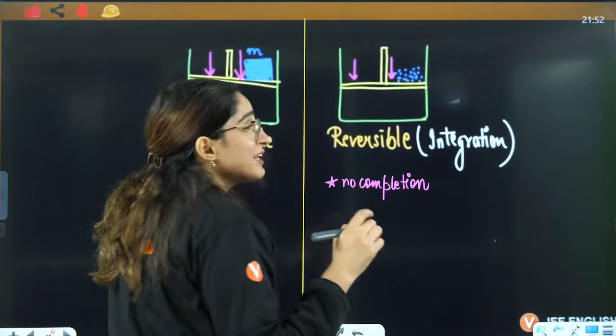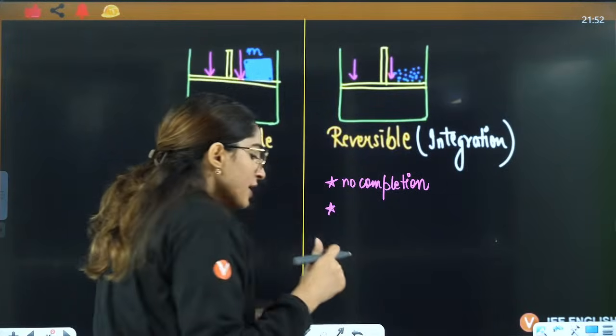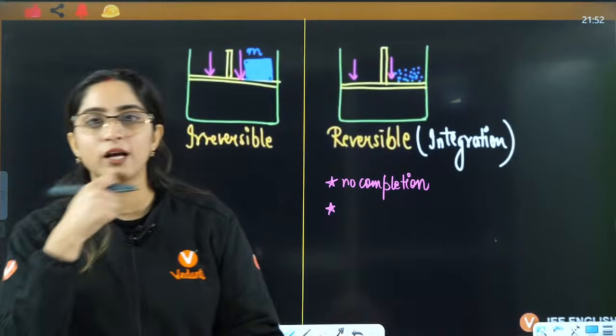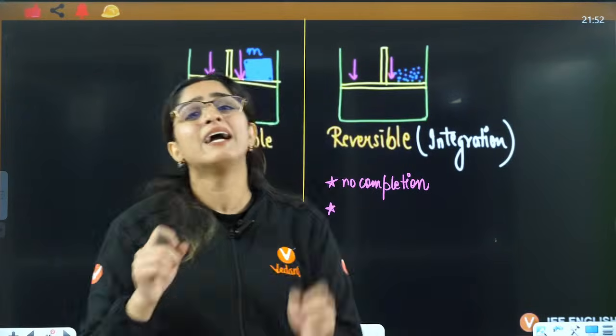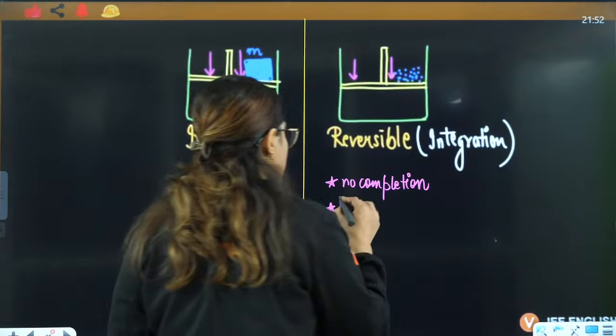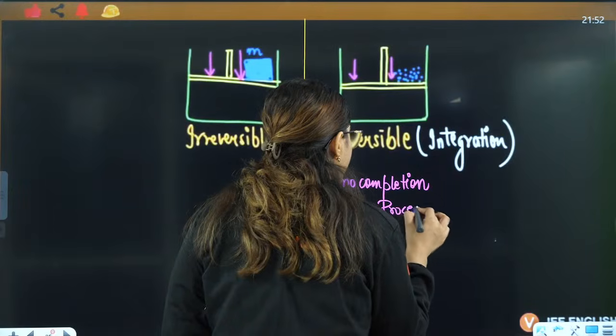That's why we say it is a very slow process, because it's so slow. It will move forward, then it will again come backward, then again a little bit forward, then again backward, again forward. That's why it is such a slow process, right?